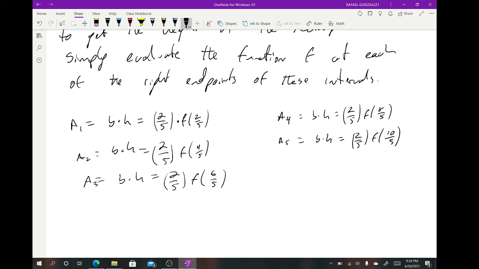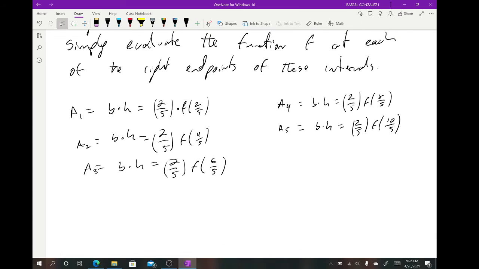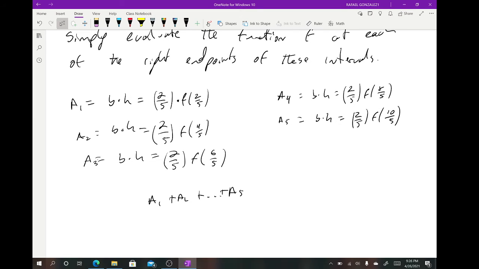Now, the way that I'm writing it here, it's the long way of doing it. Once you get all of these, you could add them up. You do A1 plus A2 plus all the way to A5, and you get what the area is, the estimation or the approximate area under the curve.